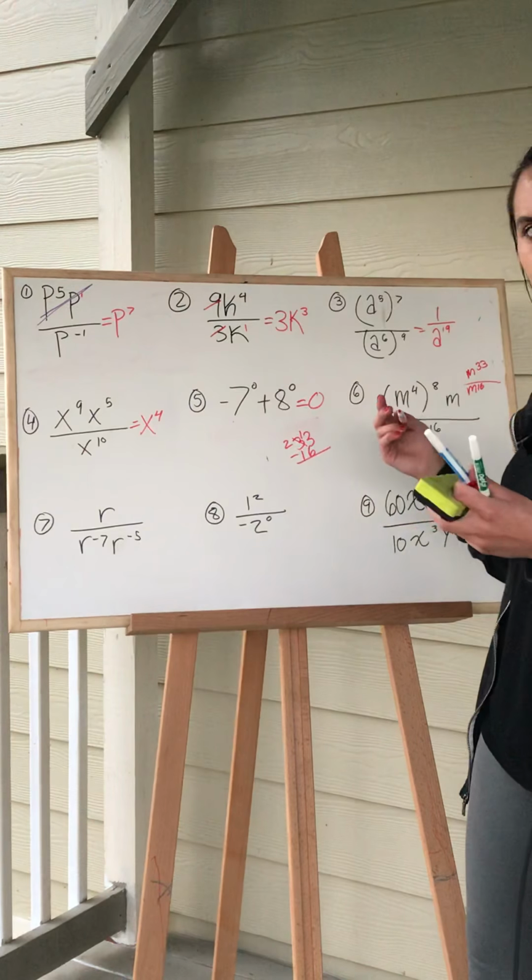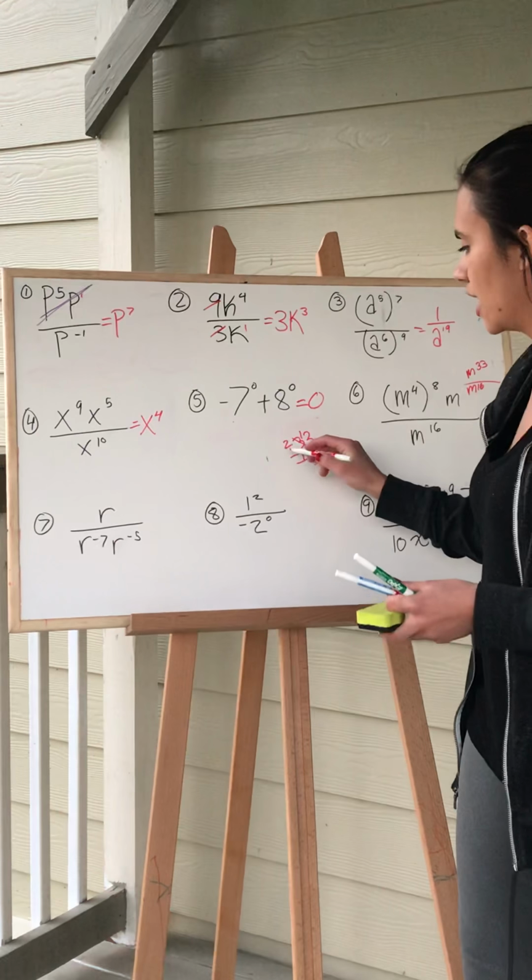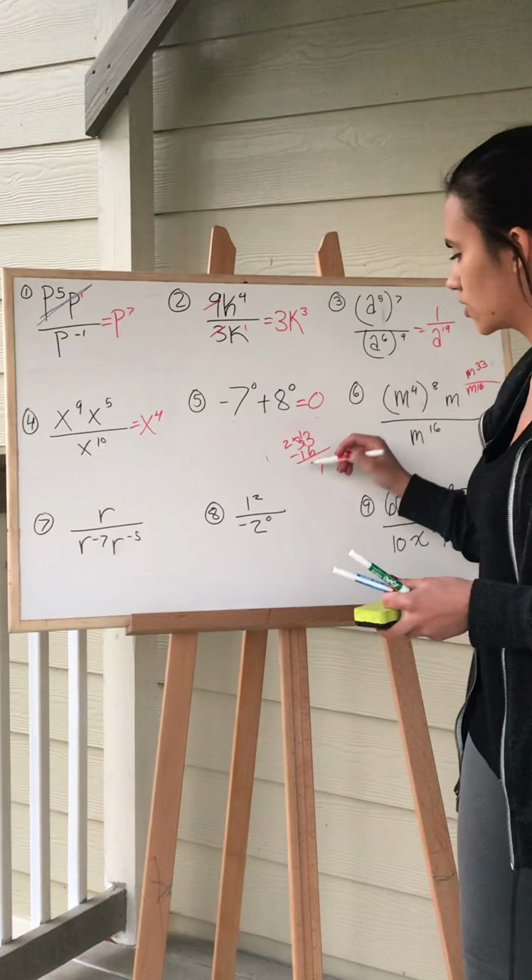6, 7, 8, 9, 10, 11, 12, 17. 13, 7. No, it's 7. Okay, so 7. And then we got 2 minus 1 is just 1. So we have m to the 17th power. Is that correct? Is that the answer? M to the 17th power?